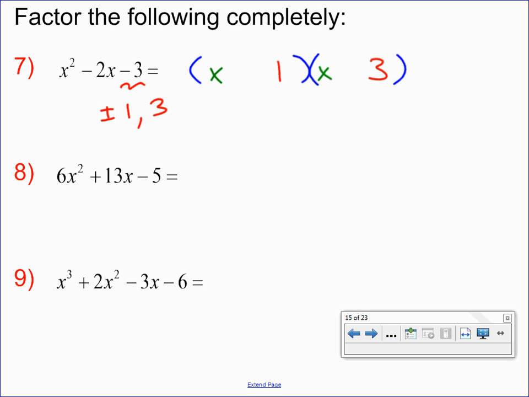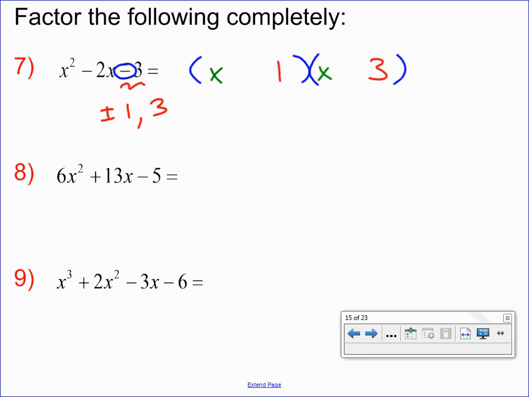Are my signs in the binomial going to be same or different, given that my last term in my original trinomial is negative? So am I going to have same signs or different signs here? Well, let's see. What times what is going to equal negative? Yeah, they got to be different. One has to be positive and one has to be negative. That's good, right? Because a positive times a negative equals a negative. I need opposite signs here.